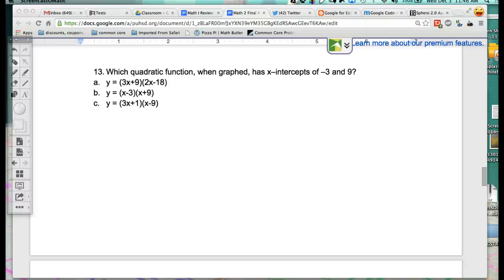Really intense lesson today actually, so I need you guys to pay attention. So this is question number 13. Which quadratic function when graphed has x-intercepts of -3 and 9? Now the most important thing that you have to remember in this is the word x-intercept. So what is another word for x-intercept, guys?